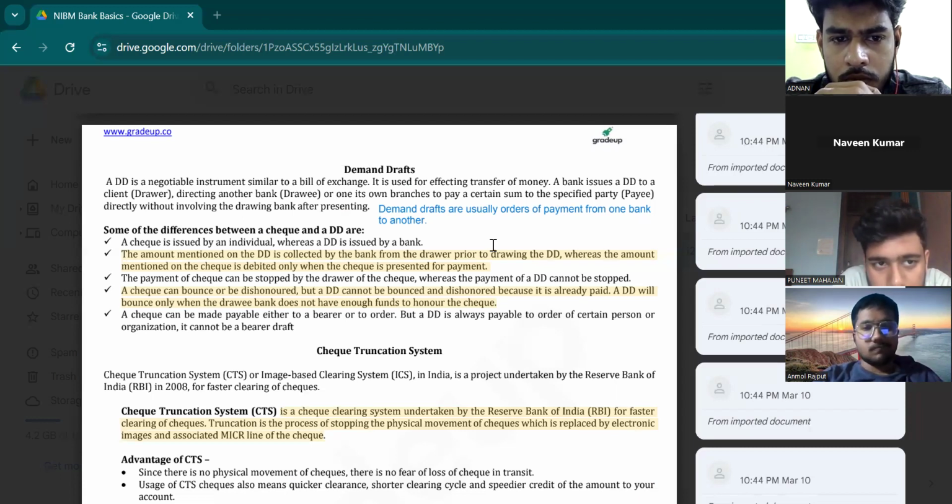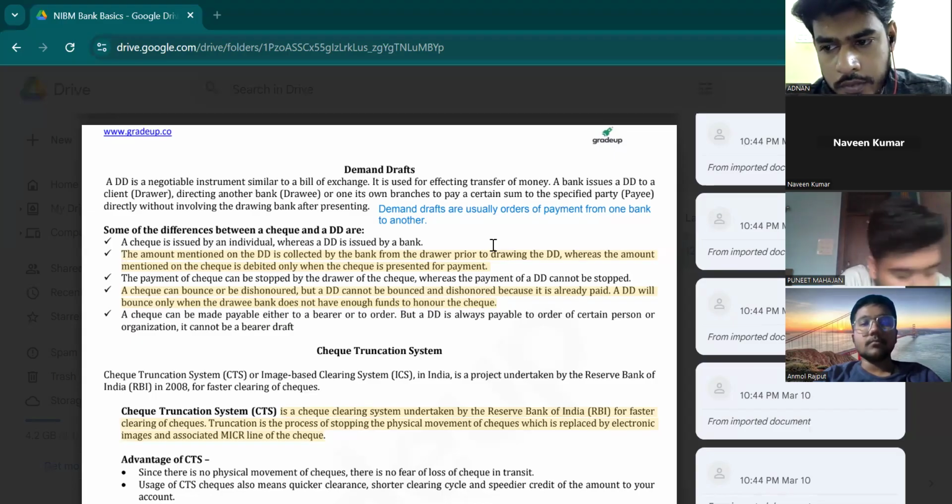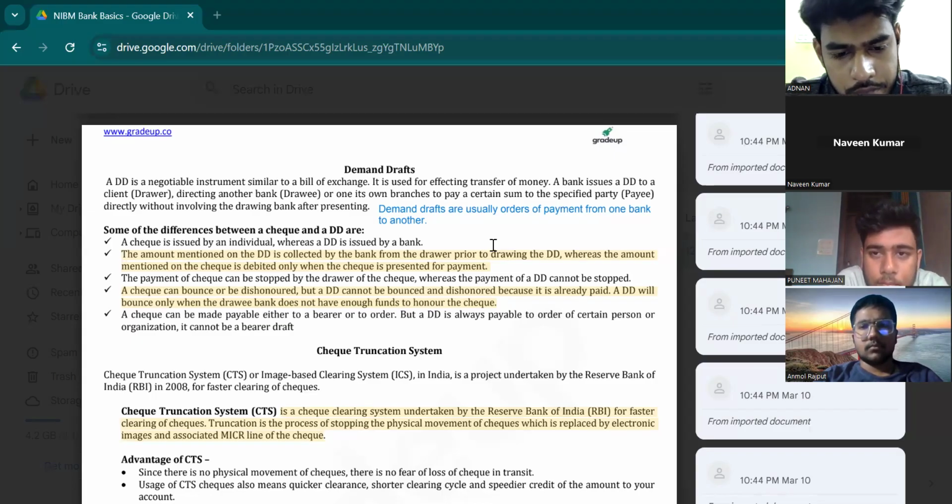Sir, but what if the money is not in my account and I issue a check, then he will give some time to deposit the money, right? No, no. He will not give you the time to deposit the money if your account doesn't have sufficient balance and he presents the check.